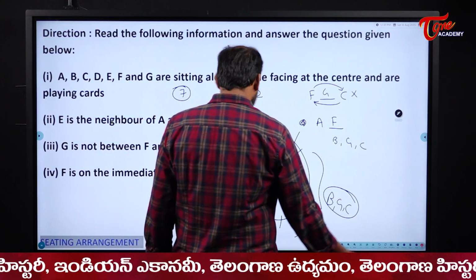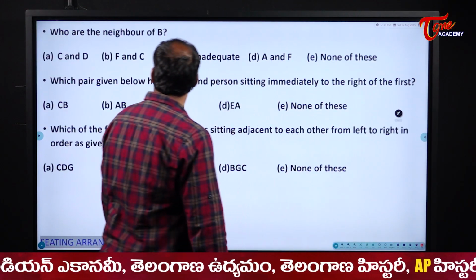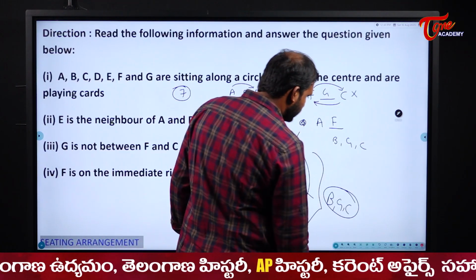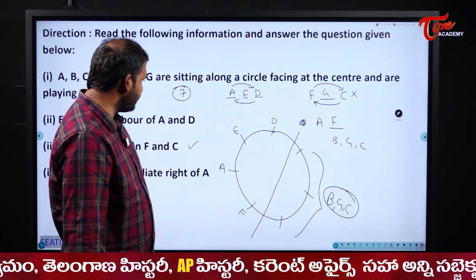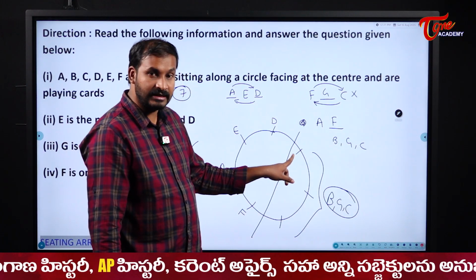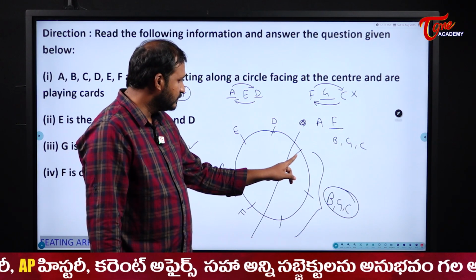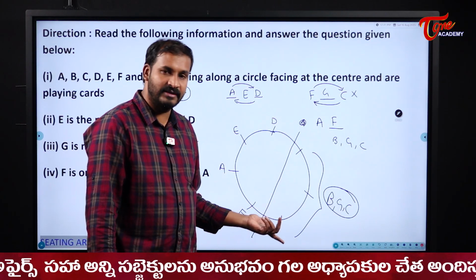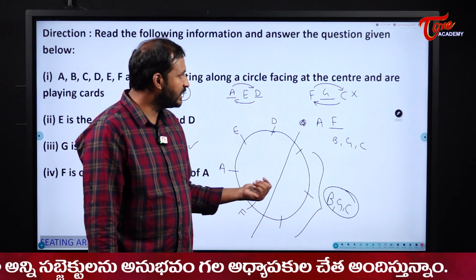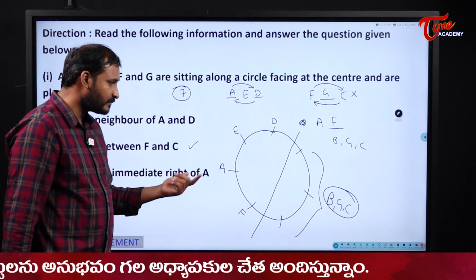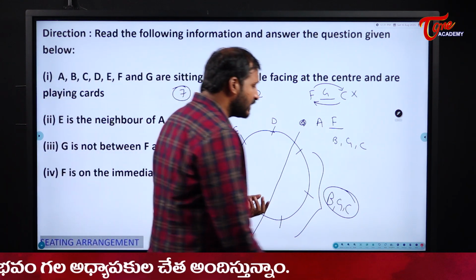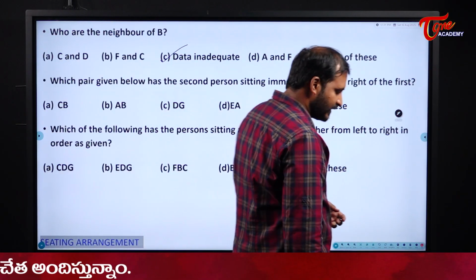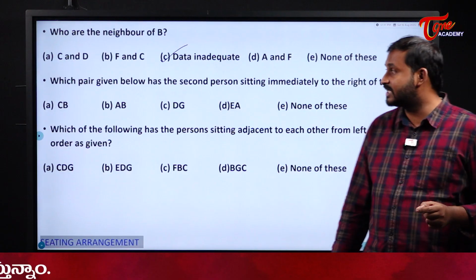Right? F is on the immediate right of A, G is not between F and C. Next one. Now, see the questions based on this. Who are the neighbors of B? B can be anything, right? If B is here, neighbors can be G or something. If B is in between them, G and C will be the neighbors. So, here actually we cannot tell exactly who are the neighbors of B.